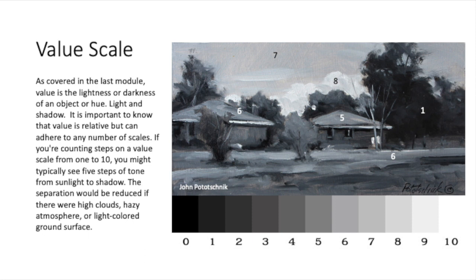Value, if you're counting steps on a value scale from 1 to 10, you might typically see 5 steps of tone from sunlight to shadow. The separation would be reduced if there were high clouds, hazy atmosphere, or light-colored ground surface.